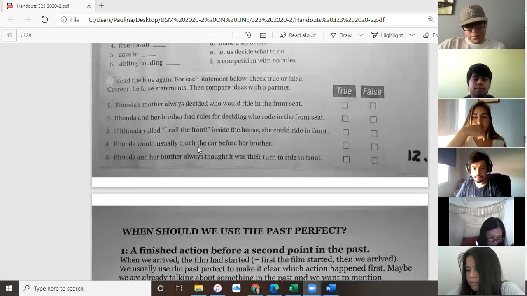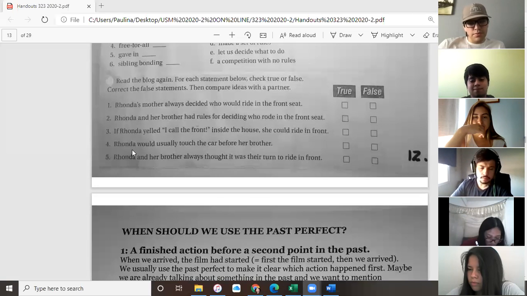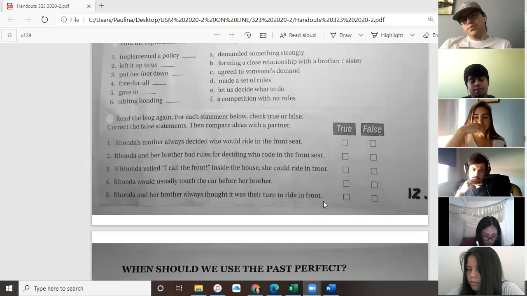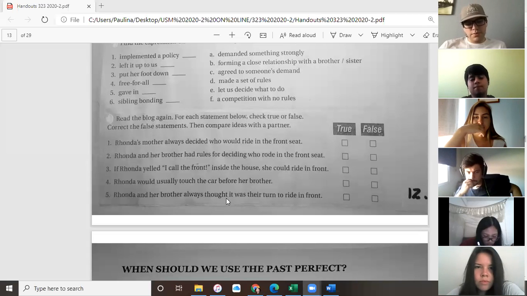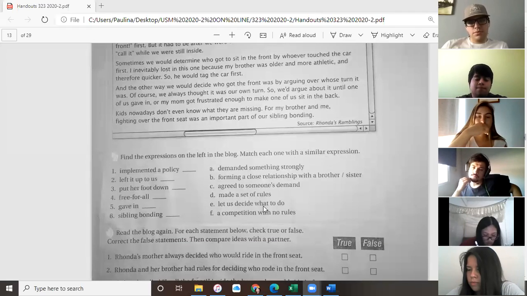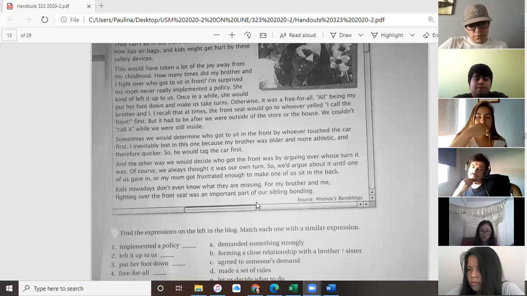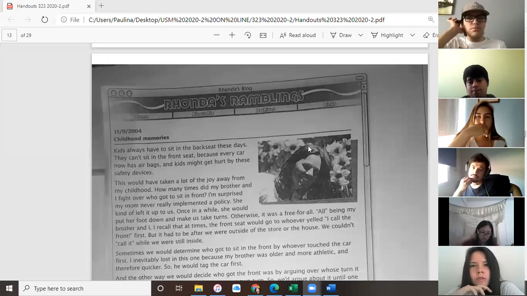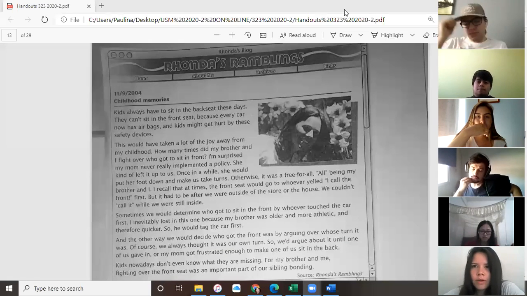Rhonda would usually touch the car before her brother. False. And Rhonda and her brother always thought it was their turn to ride in front. True. Yes, they always thought it was their turn. Okay, so you have a lot of new vocabulary here about memories in the past.